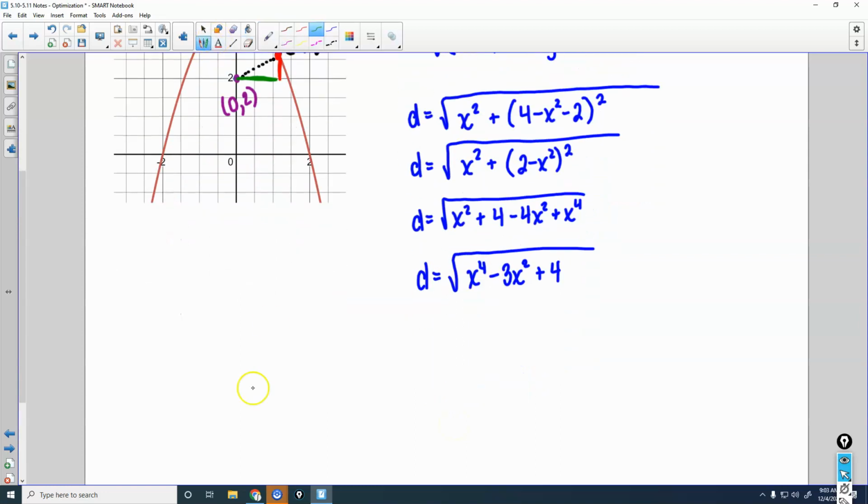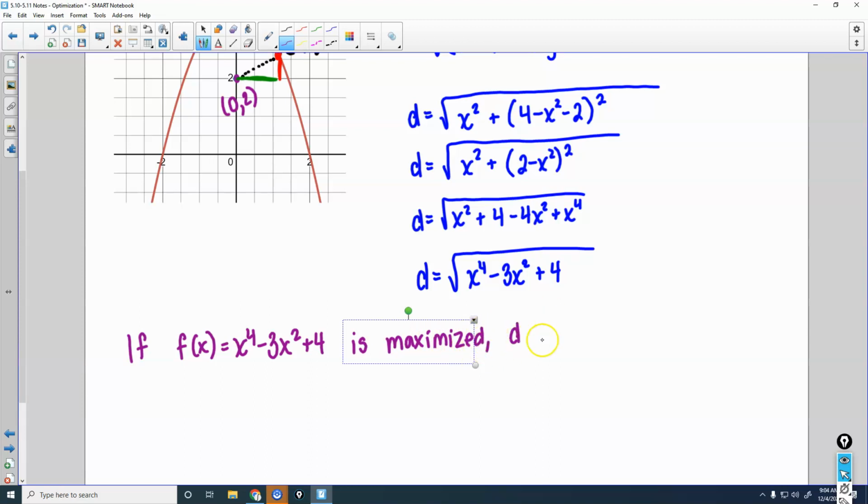So I'm going to say that over here, if this was like free response, although again, I don't think you're going to get a lot of these on free response questions. I'm going to call just the stuff underneath f of x, equals x to the 4th minus 3x squared plus 4. So just the stuff underneath. If that function is maximized, D is maximized. Now I can just find the maximum of f of x, and wherever that is, my distance is also maximized.